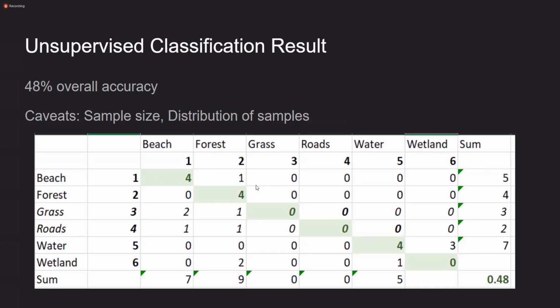I ended up with a very poor classification, only based on 25 points, of only 48%. This was one of those unsupervised classifications that we saw didn't really work very well. You can see here, class 3 grass and class 4 roads had no correct classifications according to the points that I picked. Had I picked another set of points or a larger set of points, we could have seen the accuracy change, but for this specific classification, that's what we ended up with.